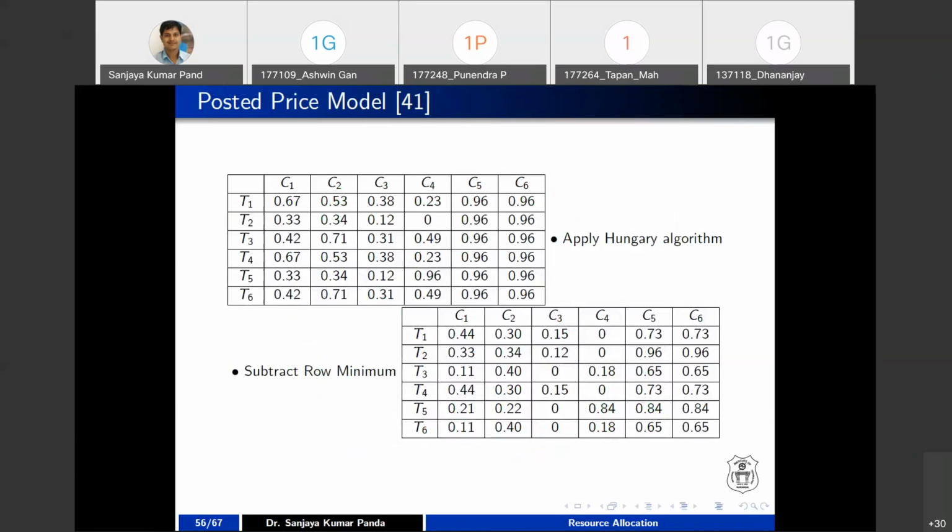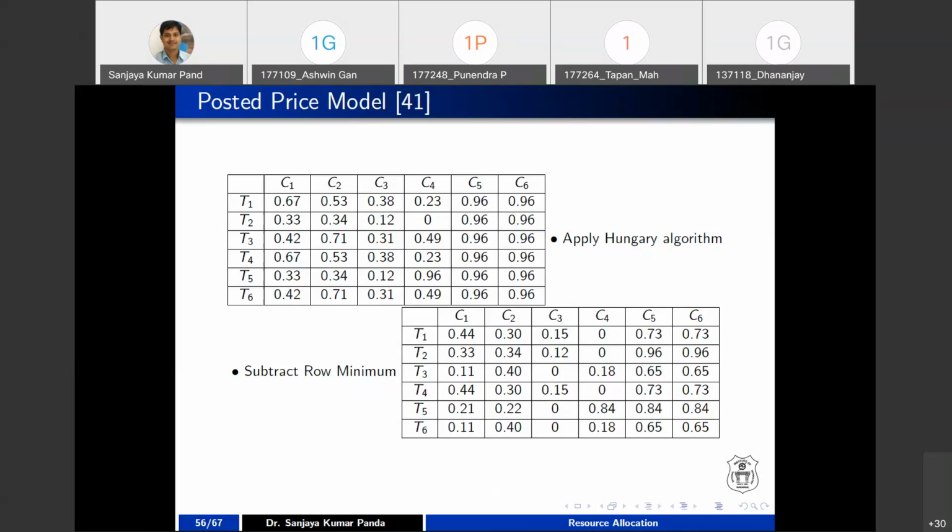The last point of discussion is called the posted price model. It is a very interesting model, but the problem here is that we assume there are six tasks, represented as T1 to T6, and six clouds, C1 to C6. What you have to do is select a cloud for each task, right? So we have assessed the performance. We are mapping T1 with C1, T1 with C2, T1 with C3, and so on up to T1 with C6.